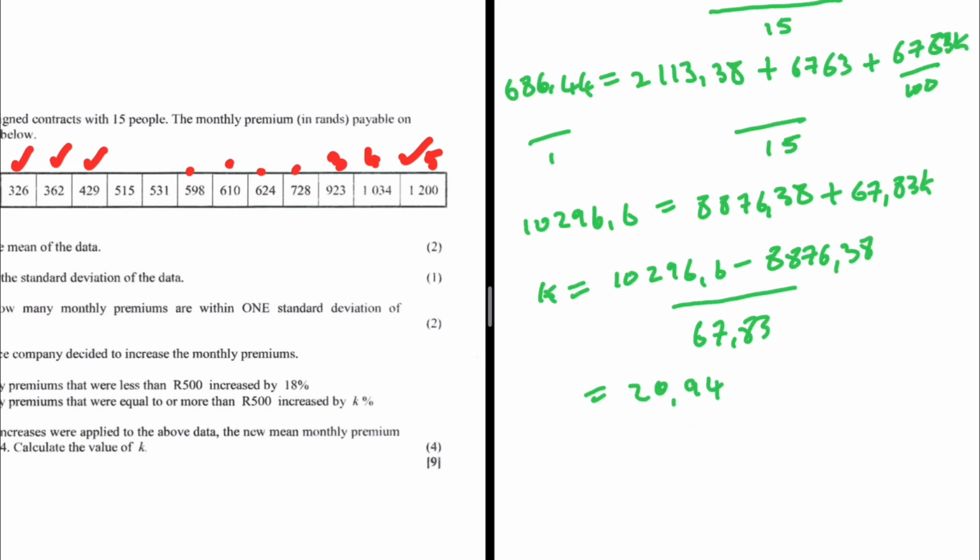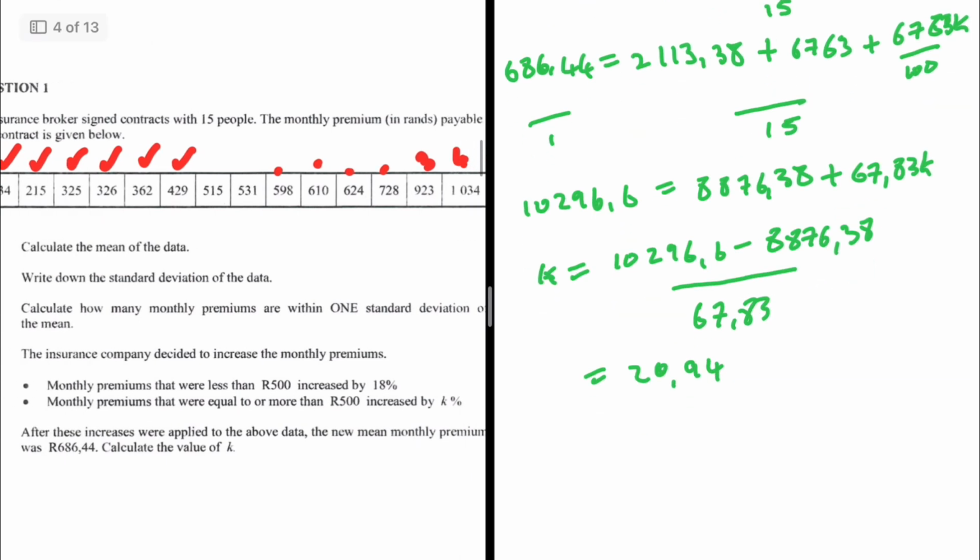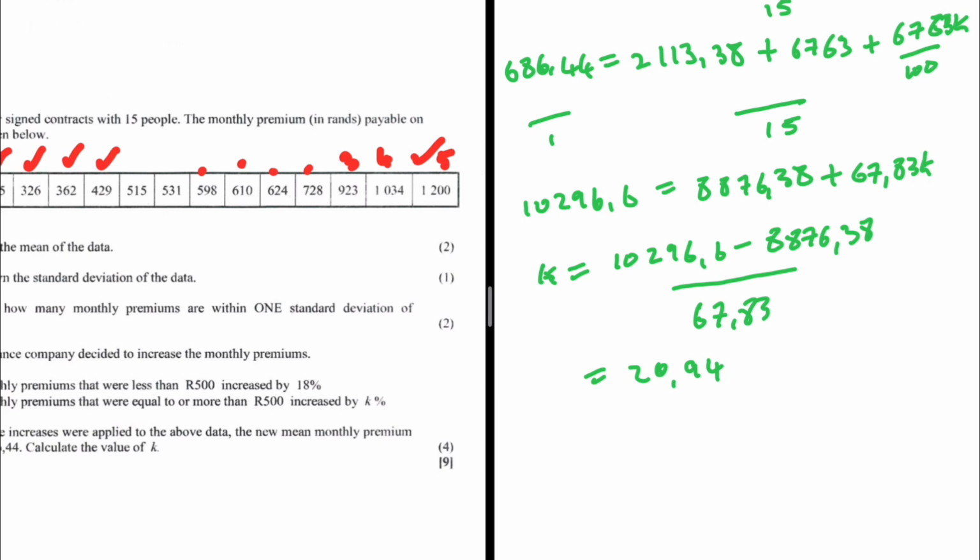20.94. So calculate the value of k. K is 20.94. So that is the percentage increase. Obviously, because of rounding off and so on, you can get an answer that is slightly less or slightly more, but it must be along those lines.